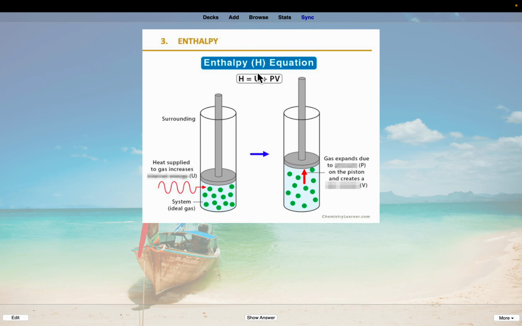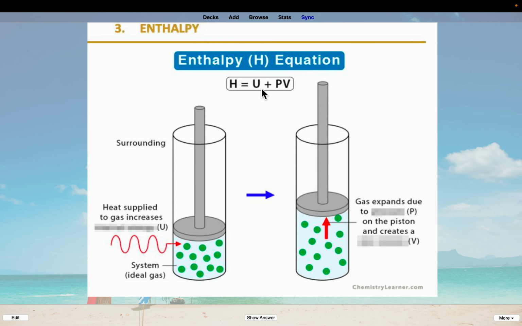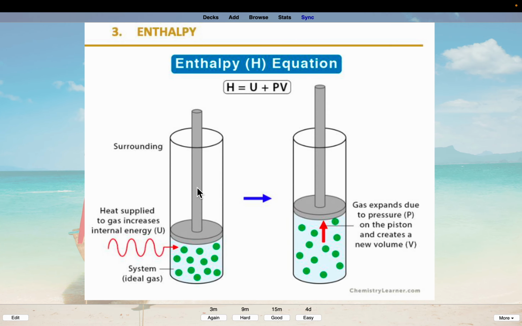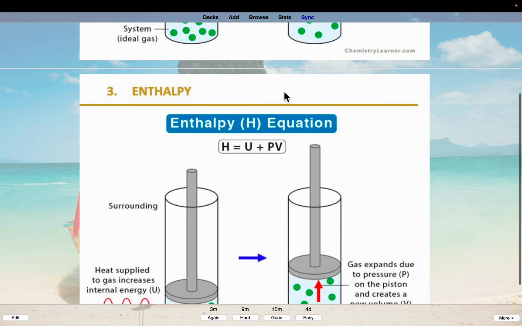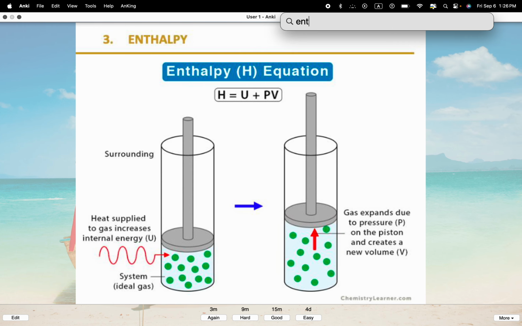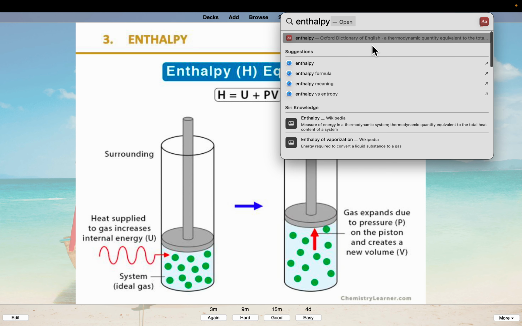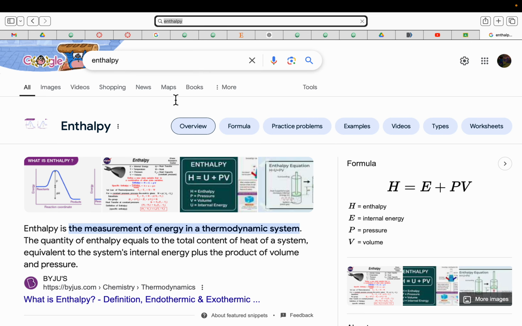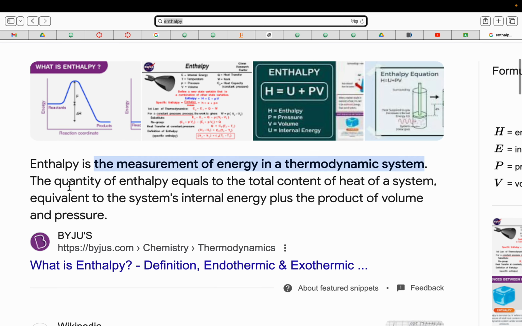Enthalpy, H is equal to U plus PV. U is what? The heat supplied to gas increases internal energy. Internal energy, I think that's what U is here. Pressure times volume. What is the main definition of enthalpy? Just to be safe, let's search it now. Enthalpy: the measurement of energy in a thermodynamic system.